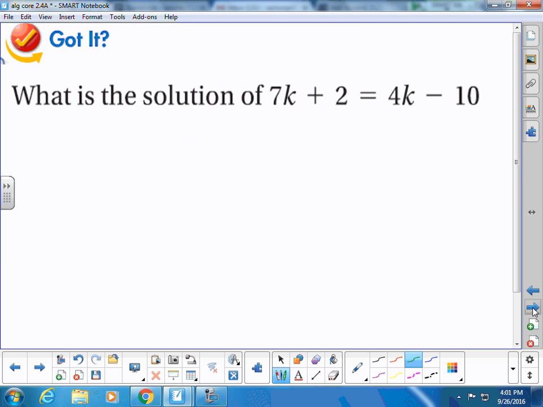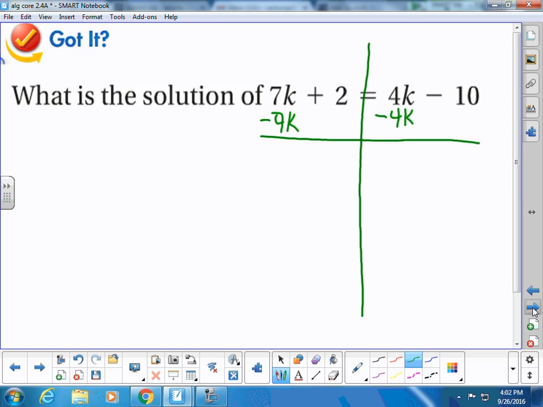So let's look at another one. Here's our line. We need to get letters on one side, numbers on the other. I'm going to, again, move the smaller amount of x's to keep my x's positive. You don't have to. I just like to always keep my x's positive if I can. So that's 7x. This says, excuse me, 7k minus 4k. And 7 minus 4 is 3k.